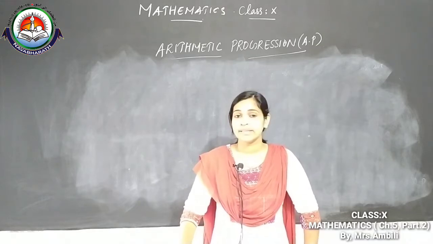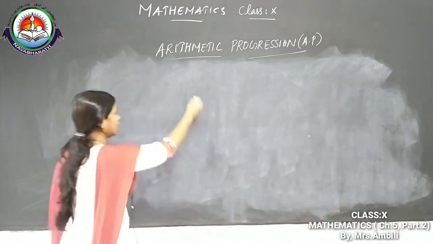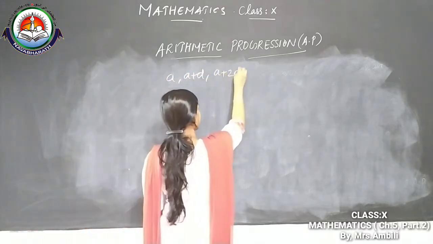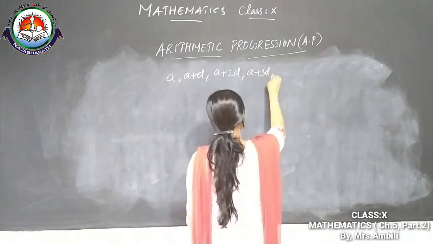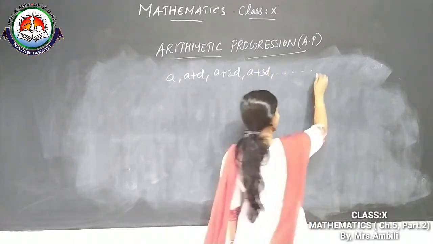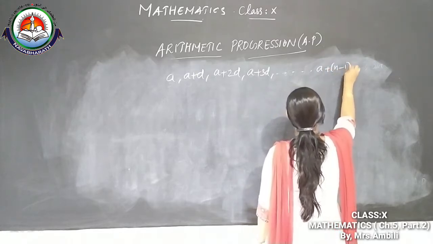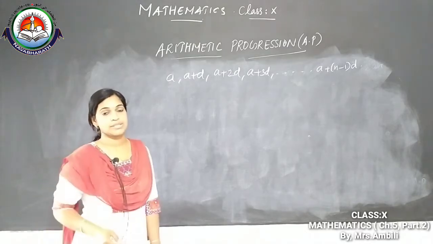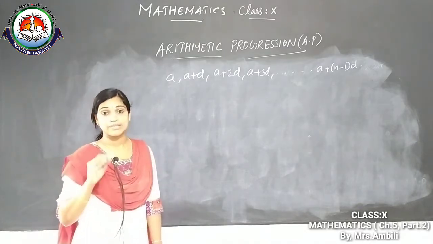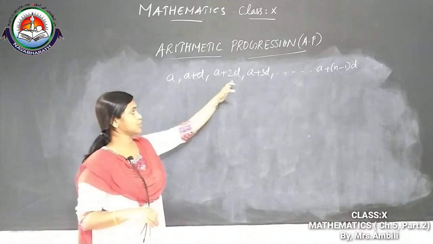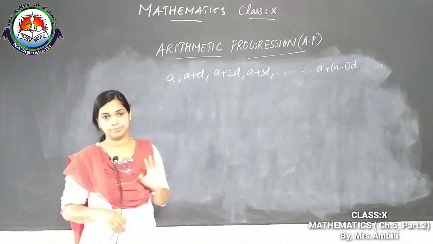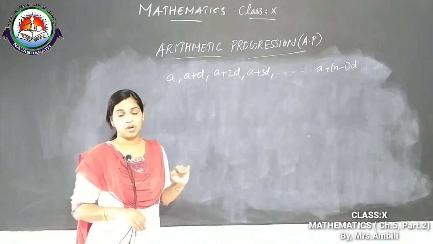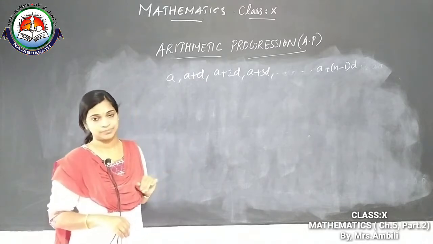Okay. So what is the general form of an AP? A, A plus D, A plus 2D, A plus 3D, etc. What is the nth term? A plus n minus 1 into D. Okay, what is A here? A is the first term. What is A plus D? A plus D is the second term. What is A plus 2D? A plus 2D is the third term. Then what is common difference? Common difference is D. That also we studied. Okay.